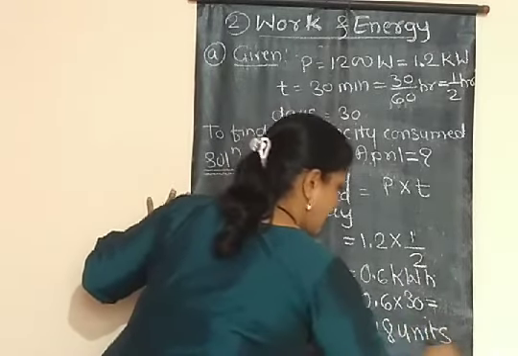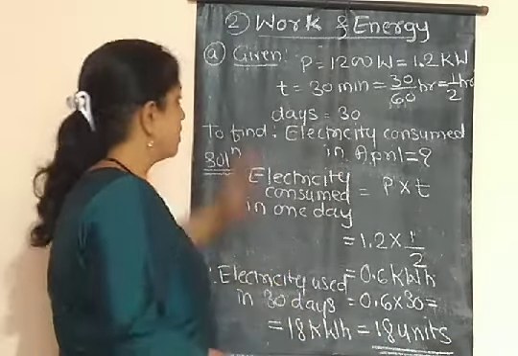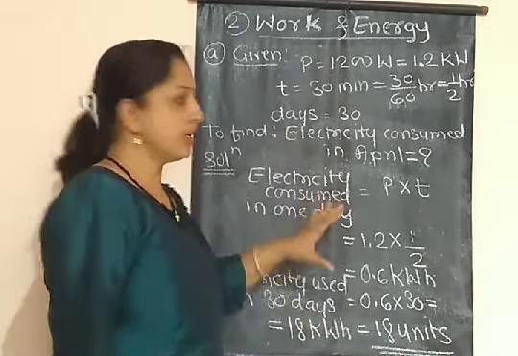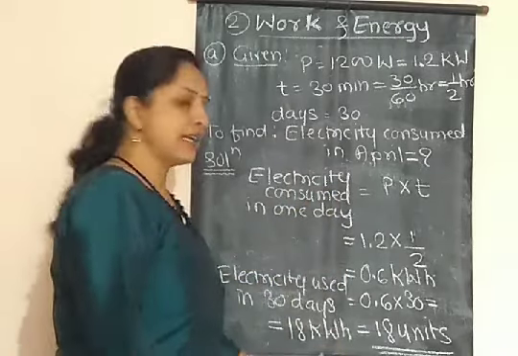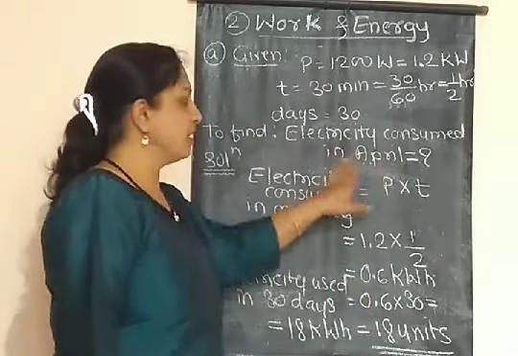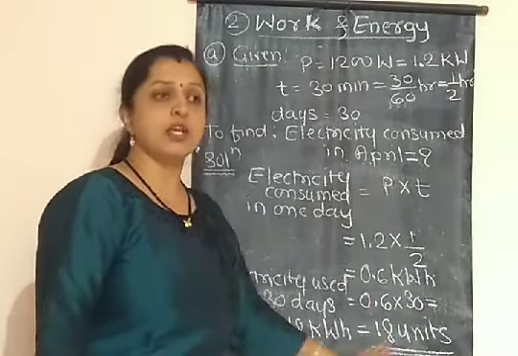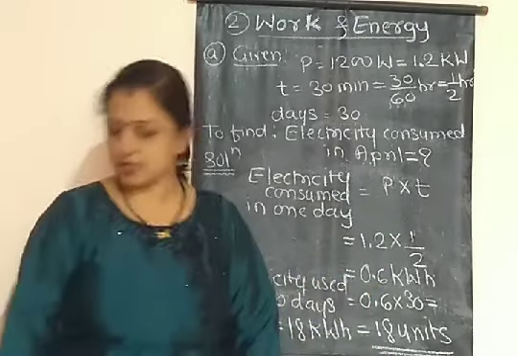So you can write the answer. Write the answer in words. Okay, at last, first you write down the numerical from the textbook and then solve in this manner. And at last you can write the answer in words: the electricity consumed in the month of April is equal to 18 units. Okay, so this is the answer of this question.